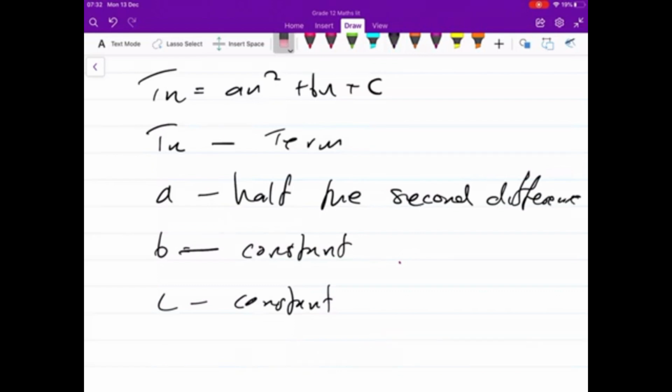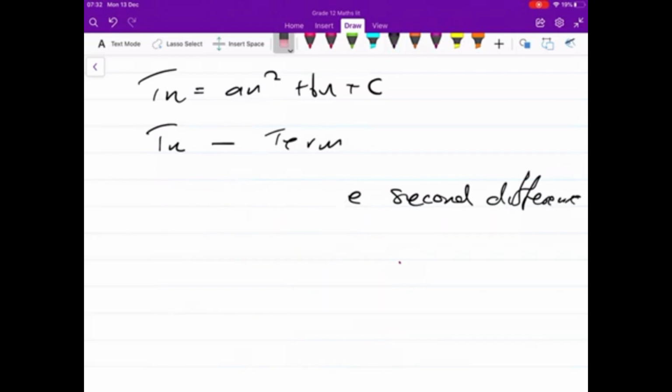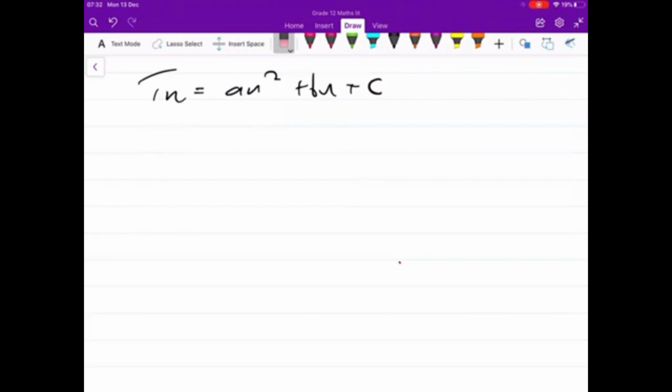Now I want us to find some relationship, and from that relationship we will derive the first method in which we calculate quadratic sequences. I'm going into this equation. I'll call this equation 1. Into this equation I'll substitute n equals 1. Let's substitute n equals 1.